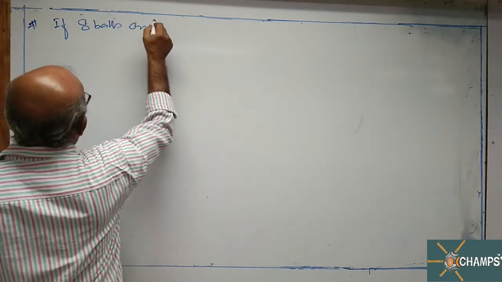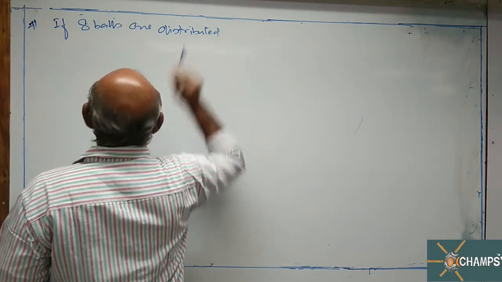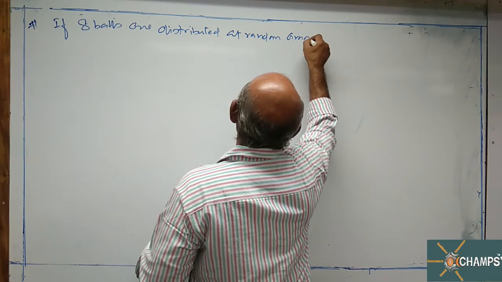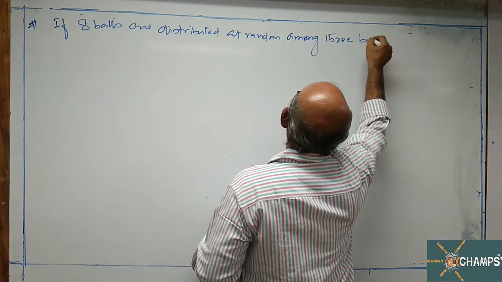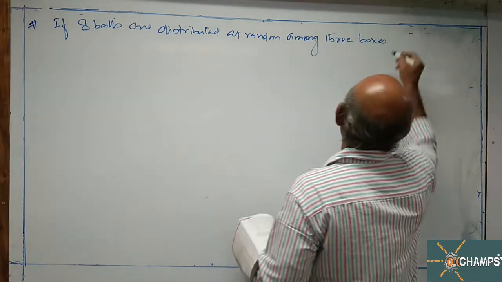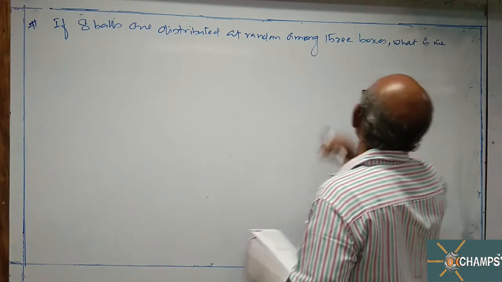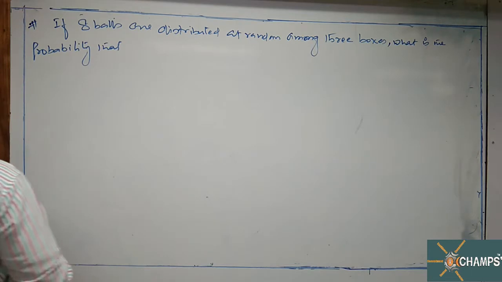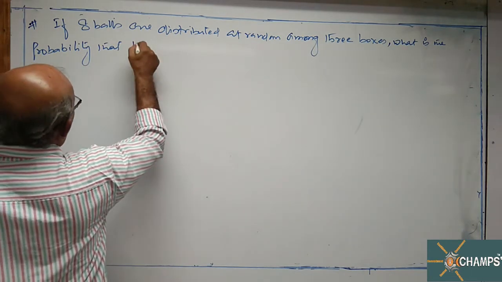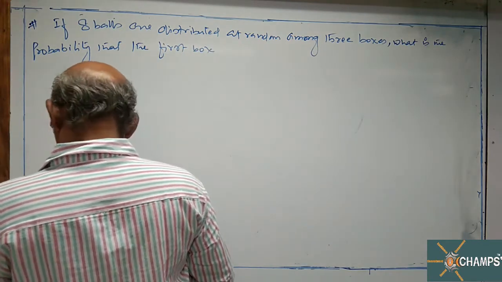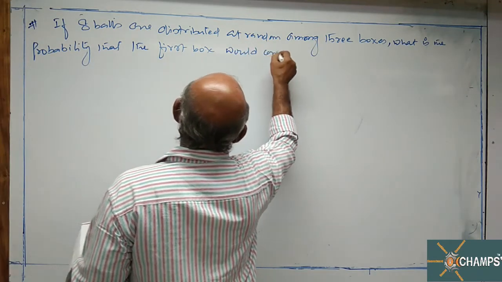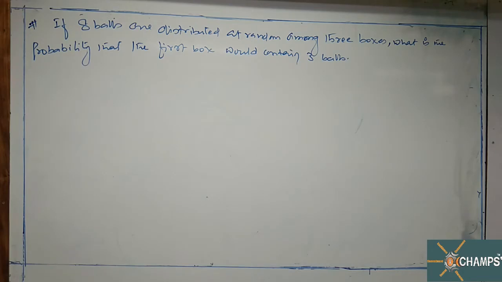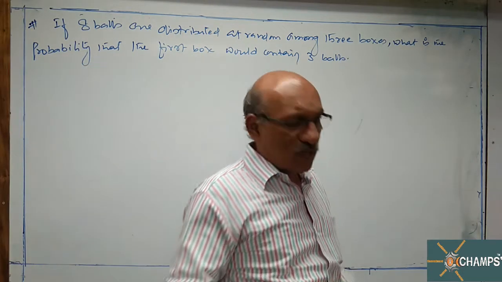If 8 balls are distributed at random among 3 boxes, what is the probability that the first box would contain 3 balls? The first box would contain 3 balls. Go through the question, sir.